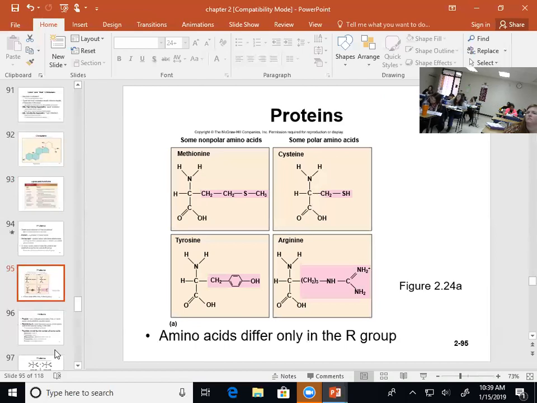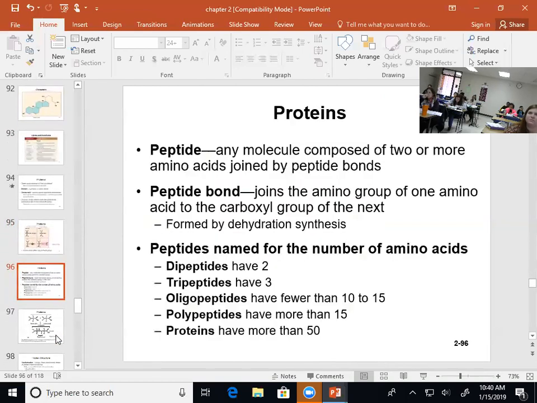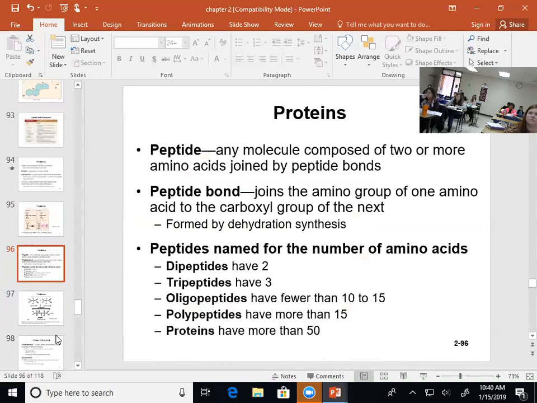So does tyrosine act like arginine? No, because the structure is different, isn't it? And the structure dictates. Let me just tell you something. If you were supposed to have tyrosine and instead it gets replaced with arginine, is that protein going to work the same? No. It's close, but it's not going to work the same. So keep that in mind. So 20 different amino acids. They all must be present for you to make the proteins that you need.